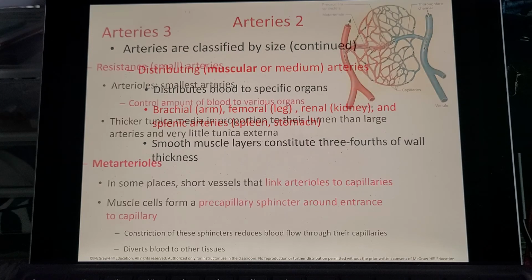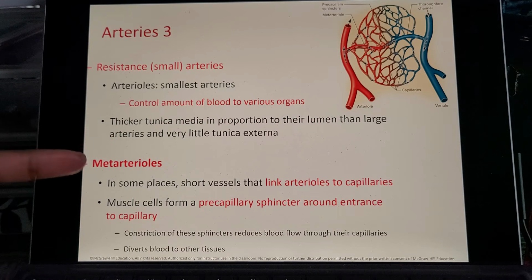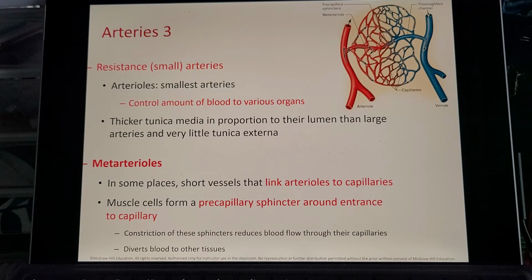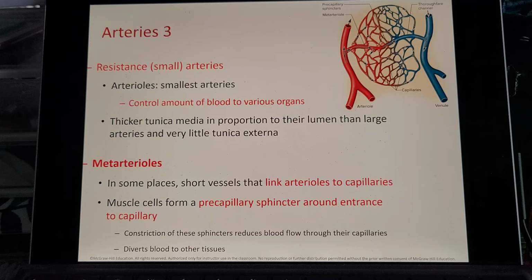Then you have smaller arteries, and some of these have specialized names, like these arterioles, just a different naming to it. We do control the flow of blood out of these meta-arterioles with their little sphincters around the entrance to the capillary, and that helps to control the blood pressure as you're dealing with your nutrient and waste exchange in the tissues.